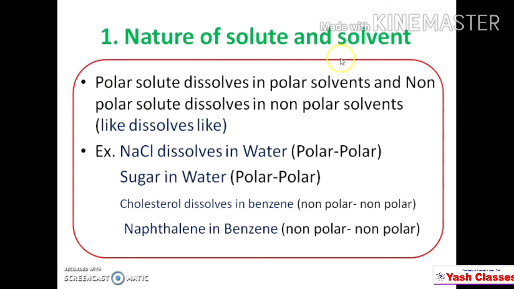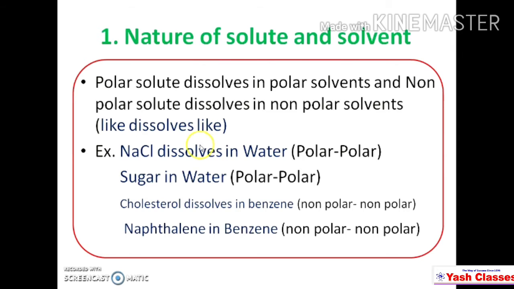The first factor is nature of solute and solvent. There are 2 types of substances, polar substances and non-polar substances. Basically, a polar solute dissolves in a polar solvent, and a non-polar solute dissolves in a non-polar solvent. It means like dissolves like. So this is the rule of dissolution: like dissolves like. Polar substances dissolve in polar solvents. Non-polar solutes dissolve in non-polar solvents.